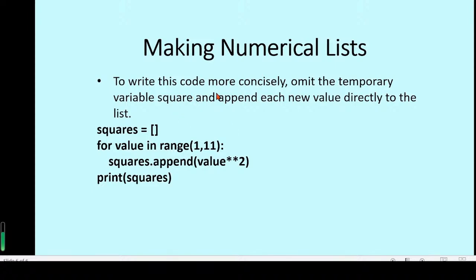And to write this code more concisely, you can omit the temporary variable square and append each new value directly to the list. So we can also start with a squares list, an empty list, then write a for loop with only one statement. So for value in range 1 to 11, we calculate the square of this value, then directly append to this squares list. Then the for loop is finished, then print out this squares list.